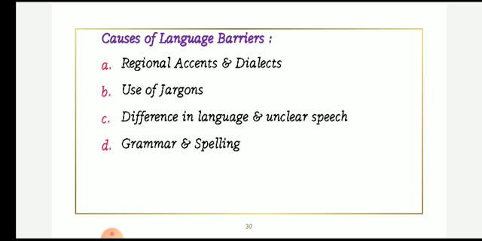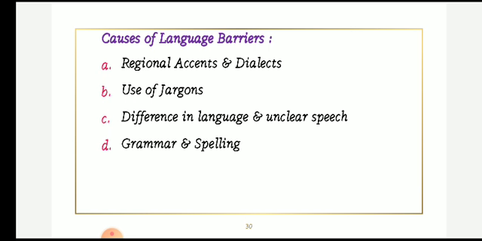Then the third reason is the difference in language and unclear speech. Difference in language means two different people speaking in two different languages cannot communicate with each other. I just told this in the language barrier. Two people whose languages are completely different from one another, that will automatically be a huge problem.